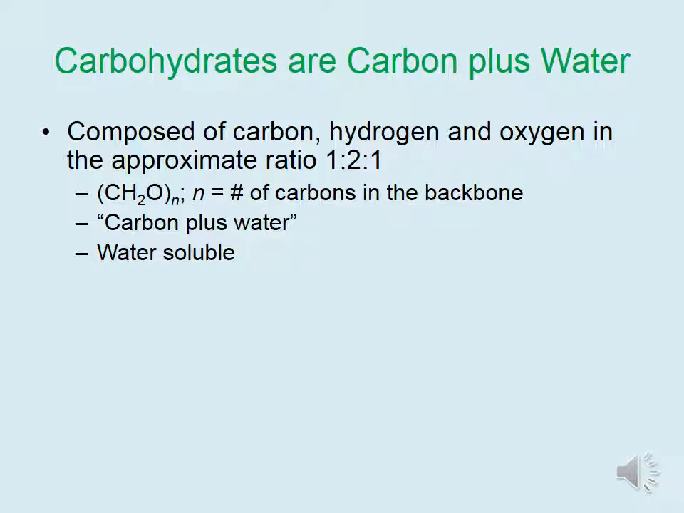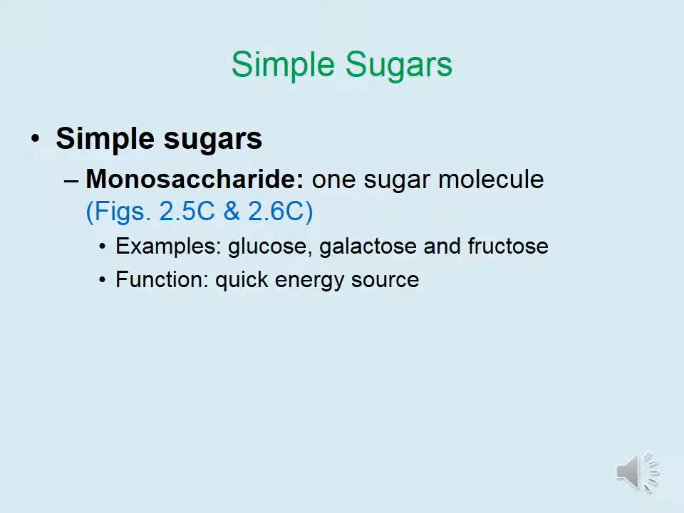If we look at CH2ON, N refers to the number of carbons in the backbone, and this refers to how long the carbohydrate molecule is. Because carbon is attached to water, carbohydrates are highly water-soluble. Once again, sugars readily dissolve in water. Simple sugars are shorter carbohydrates and include monosaccharides, which are only one individual sugar molecule. Recall that mono as a prefix means one. Examples of monosaccharides are glucose, galactose, and fructose.